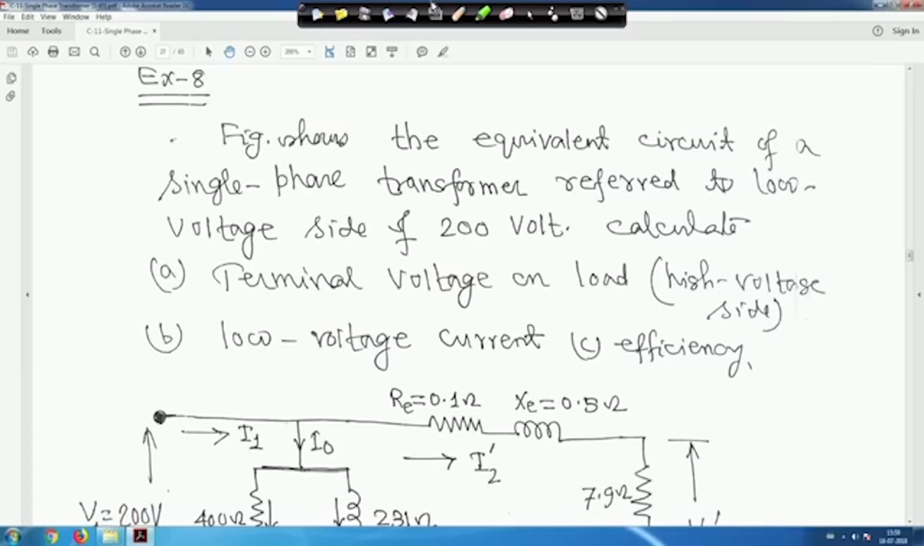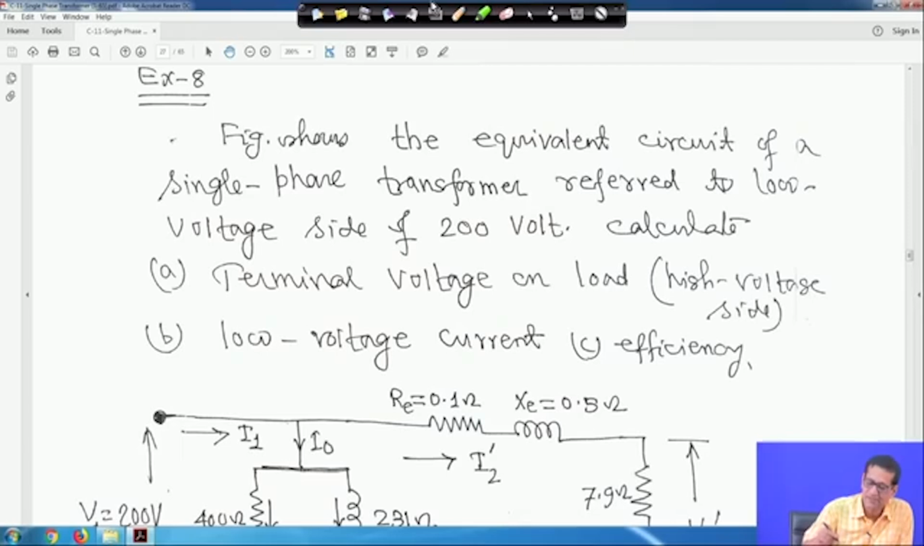Okay, so we are back again. This is another example. The figure shows the equivalent circuit of a single phase transformer referred to the low voltage side of 200 volt. Calculate the terminal voltage on load, that is on the high voltage side, the low voltage current and the efficiency.